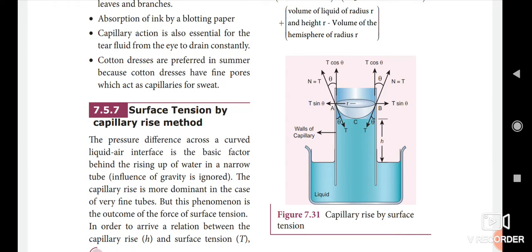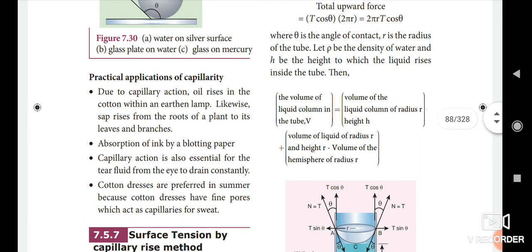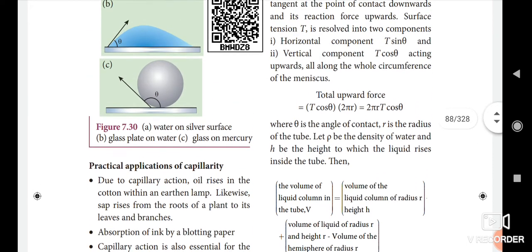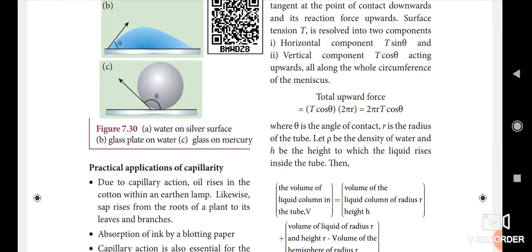So only the vertical component is involved in this equation. If we want to find the total upward force, the total upward force contains the vertical component. What is the value of the vertical component? T cos theta. So here we multiply T cos theta by 2 pi r. So the total value will be 2 pi r T cos theta.